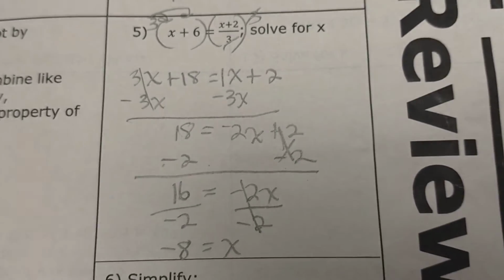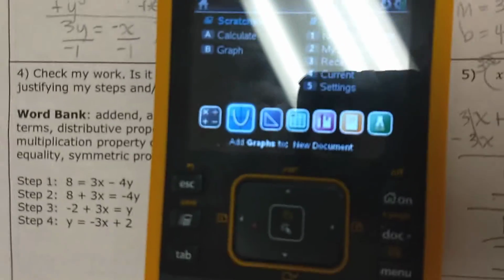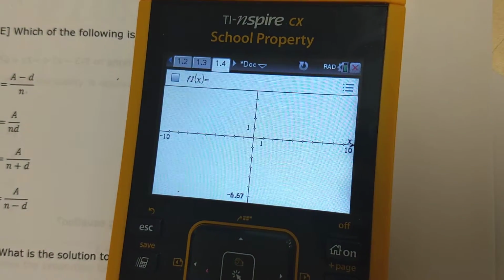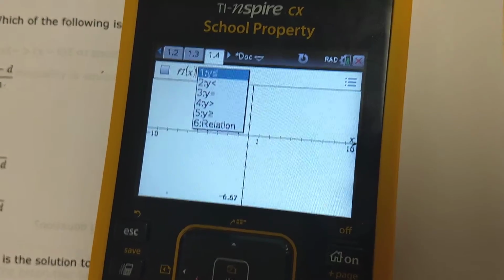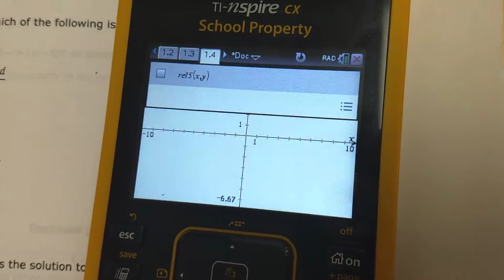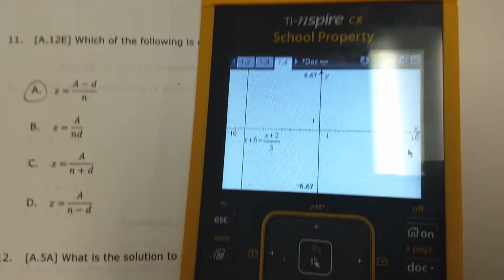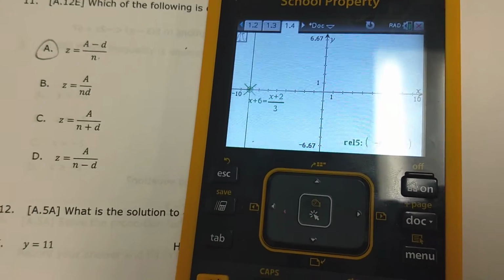This also can be done in a calculator. One way is in graph. Trying to avoid this light here. And I would delete the equal. I would choose 6. I would type it. Here we go. Press enter. I trace it, menu 5-1.